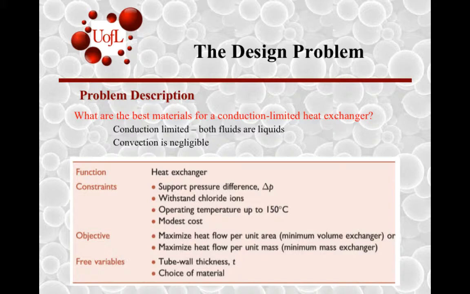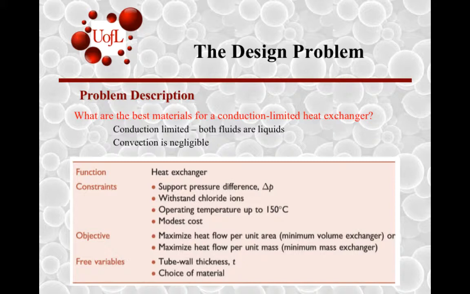So for the function of the heat exchanger, the constraints are the pressure difference between the two fluids, and it has to be able to withstand chlorine ions, because I think they're using water as one of the fluids. The operating temperature is 150 degrees Celsius, and the cost has to be somewhat moderate. The objective is to maximize heat flow per unit area and/or per unit mass, and the free variables are the wall thickness and the choice of material.